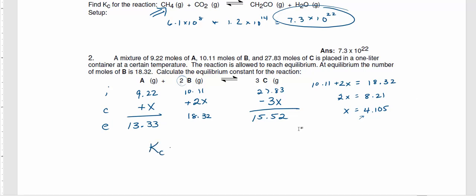So now I can put those values into my Kc expression. Well, the Kc expression is going to be the cubed value of C divided by the concentration of A times the concentration of B squared. All I have to do is fill in these values.